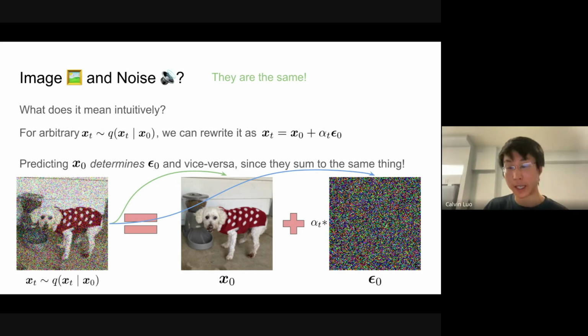So it turns out that they're the same. One might wonder why we want to predict x0 over epsilon 0 or vice versa. I think in practice, what you'll see in diffusion models is that people prefer predicting epsilon 0 because they found it's more stable in training, probably because of the values that they inhabit. Epsilon 0 is more preferred, but mathematically they are the same.